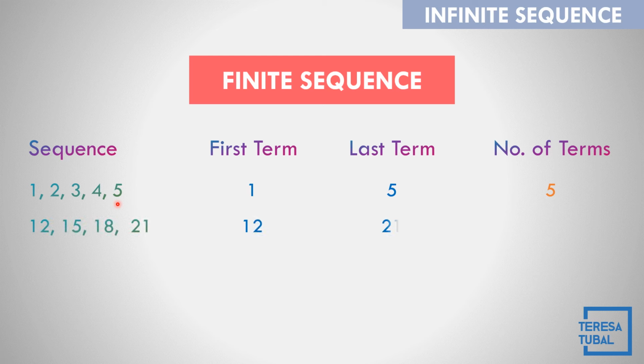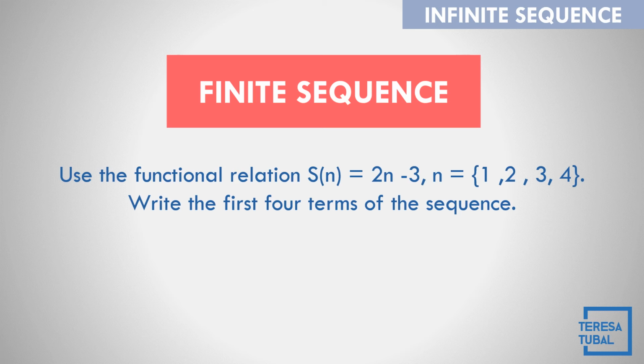How about number 2? The first term is 12, the last term is 21, and the number of terms is equal to 4. How about the third example of finite sequence? The first term is 38, the last term is 30, and the number of terms is 1, 2, 3, 4, and 5. So the number of terms is equal to 5.